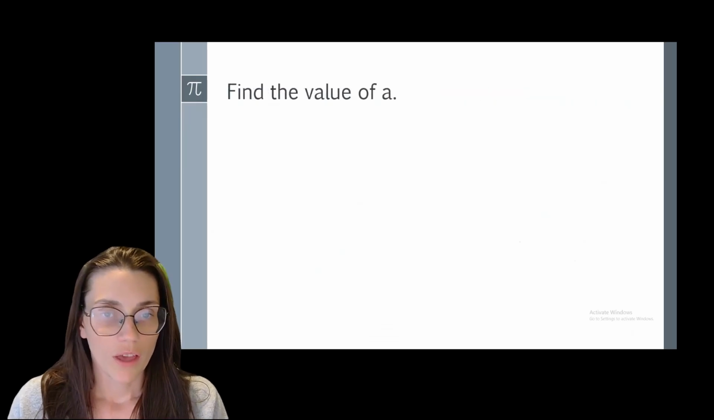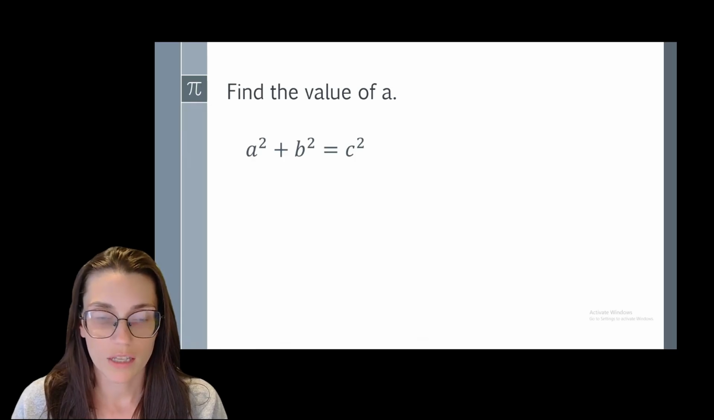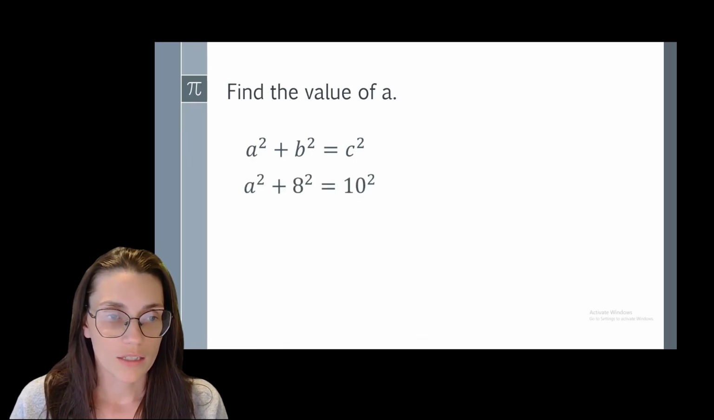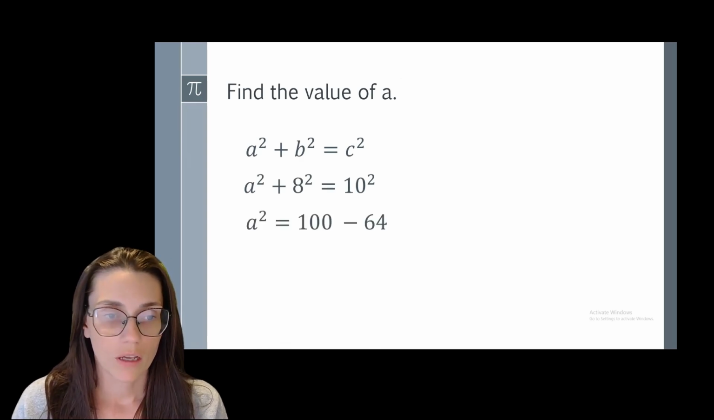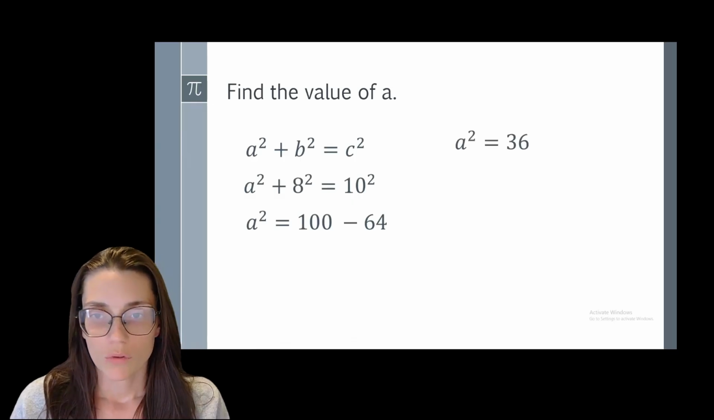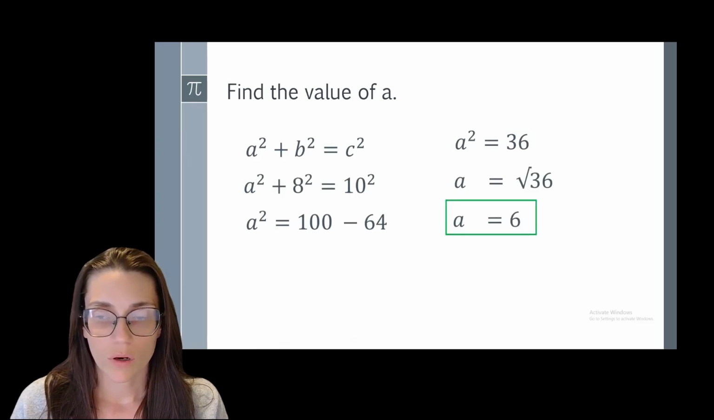Now, to find the value of A, we can use the Pythagorean theorem because we have two of the sides already. So we know that A squared plus B squared equals C squared. Therefore, A squared plus 8 squared is going to equal 10 squared. If we subtract 8 squared from both sides, we have A squared equals 100 minus 64, which leaves us with A squared equals 36. And then A will equal the square root of 36, or 6.